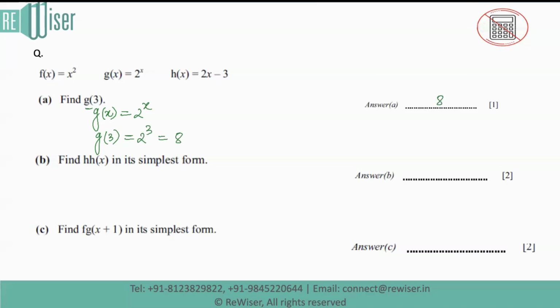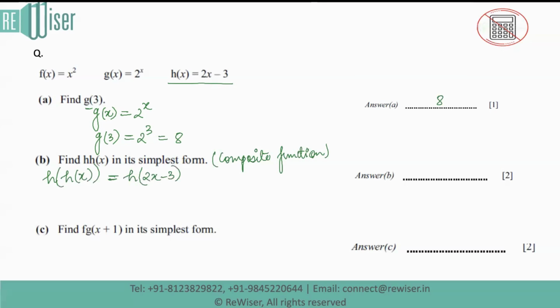Moving to the second part of the question, where we have to find h of h of x. This type of functions are called composite function, where the input of one of the function is another function. Here I can say that the input for my function h is the function h itself. That means the first task I will be doing is, what is h of x? I'm going to write h of x inside the bracket, which is 2x minus 3.